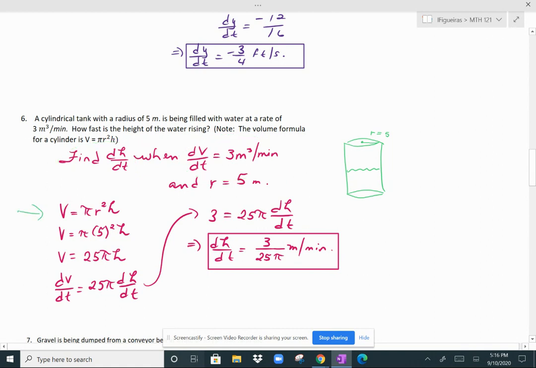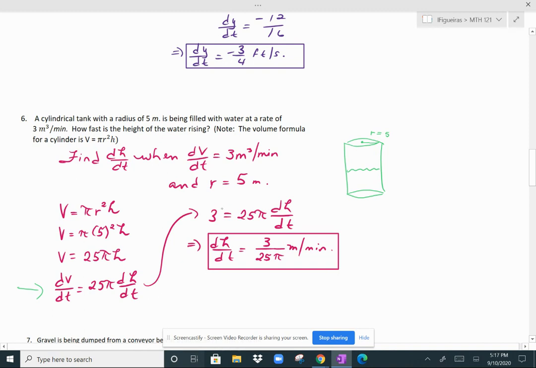Okay, so here's my formula. V is pi r squared h. Remember I told you at the beginning of this lesson, if you have a constant, replace it before you take the derivative. So radius is 5, that will not change. So your formula that you need to take the derivative of is 25 pi h. Well, now I'm ready to take the derivative. Both volume and height will change as water fills. So I have dV/dt equals 25 pi dH/dt.